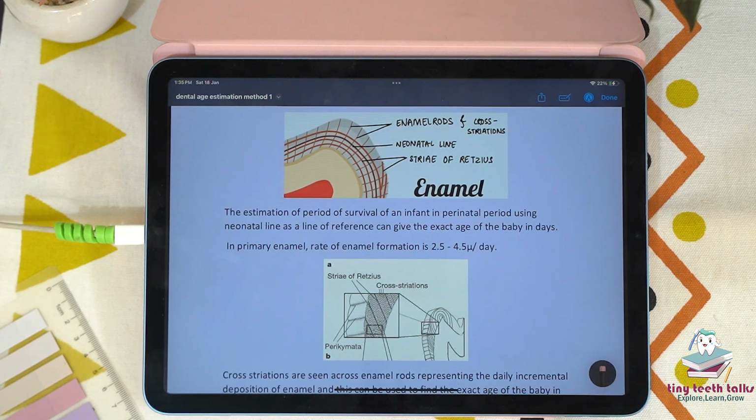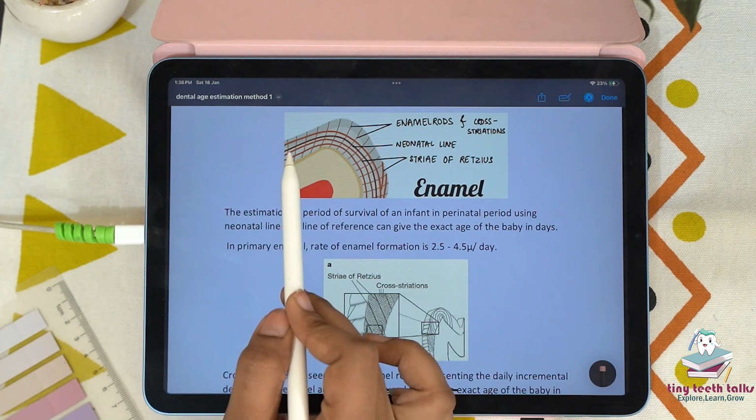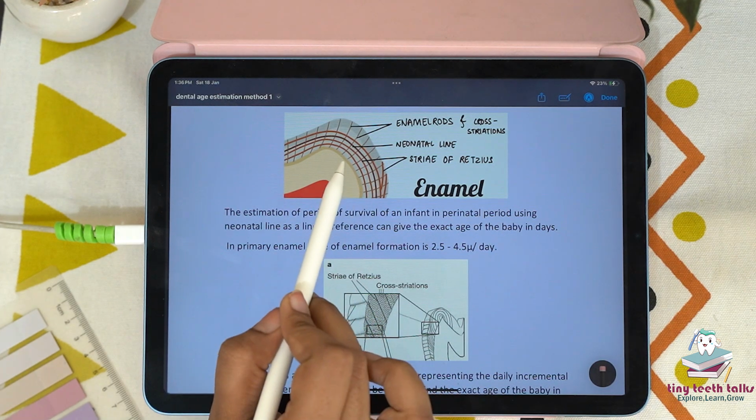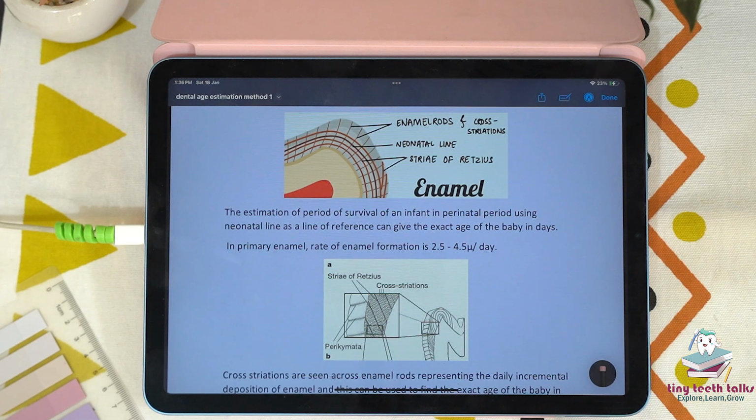Now, the neonatal line is like a birth marker in teeth. It forms due to the big change when the baby is born and moves from inside the womb to the outside world. The line appears in the enamel and dentin of the teeth. So this is the neonatal line, this brown one. By looking at this line, we can see how much enamel was formed before and after birth. These help us estimate the baby's exact age in days.